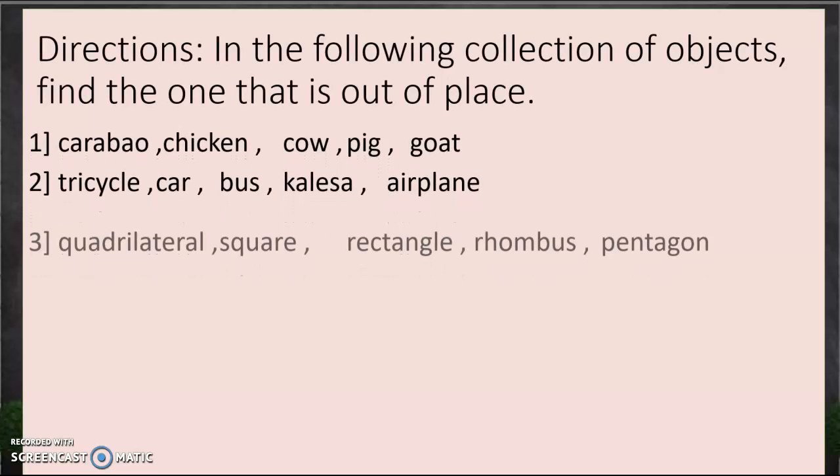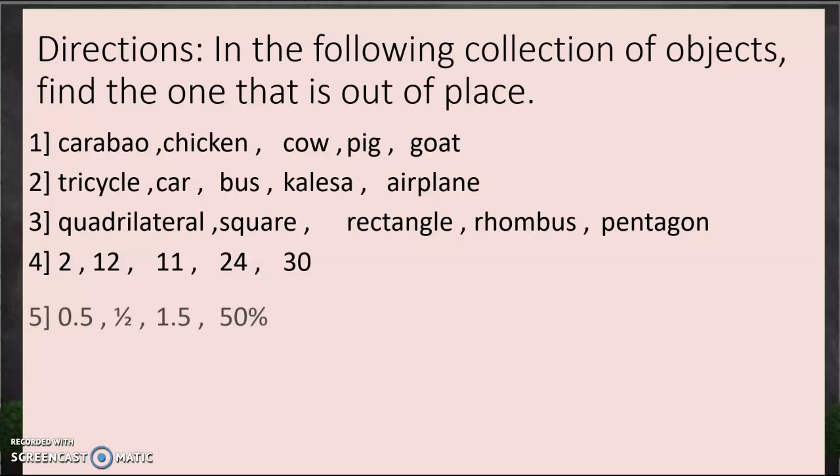Directions. In the following collection of objects, find the one that is out of place. Number 1: carabao, chicken, cow, pig, goat. So which one is out of place? The answer is chicken, because carabao, cow, pig, and goat have 4 legs.